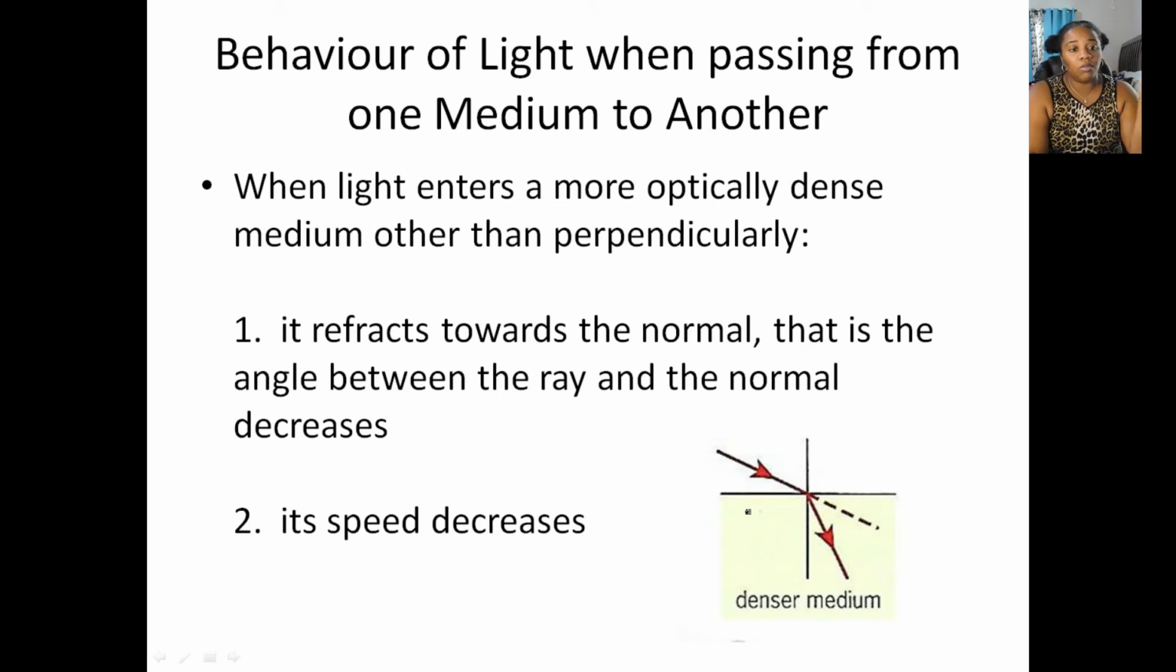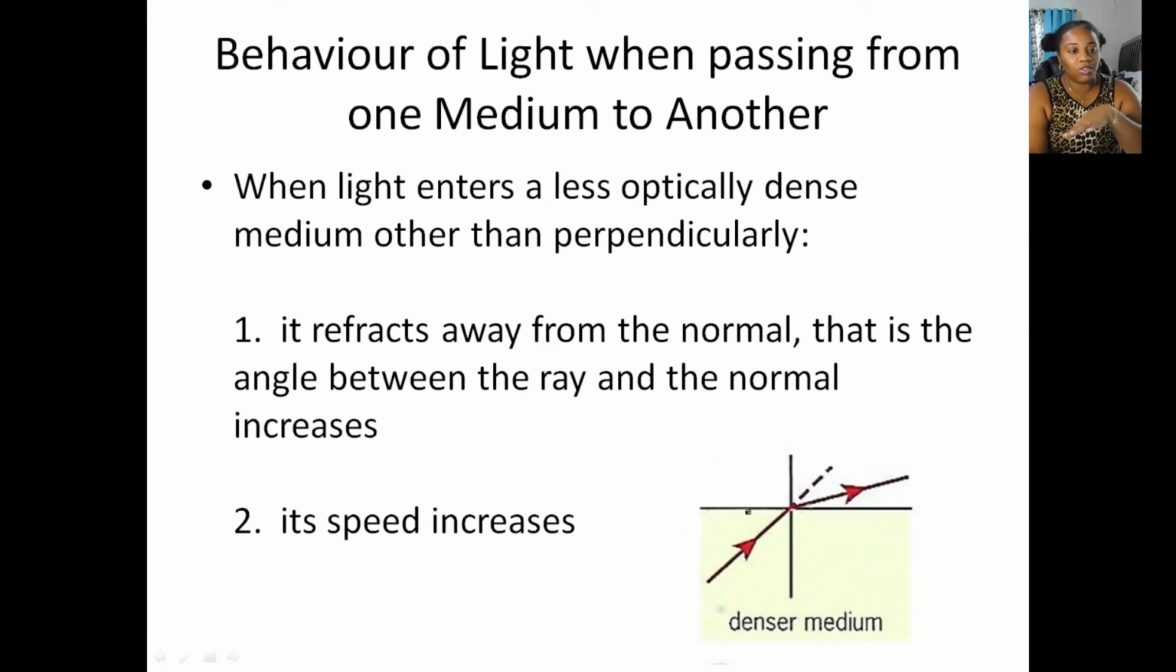When light enters a more optically dense medium other than perpendicularly, it refracts towards the normal, that is, the angle between the ray and the normal decreases, and its speed also decreases, which is what we observed. And it was a really good lab. You know, we could do so much more with that lab, but given the time that we were given, anyway, that's a whole different story.